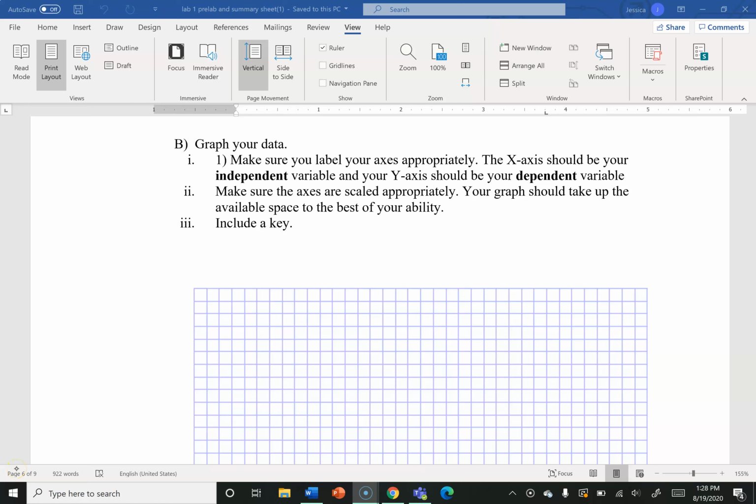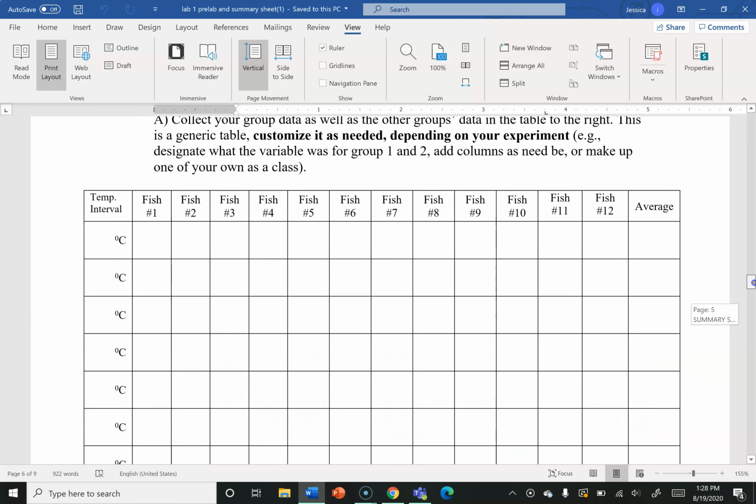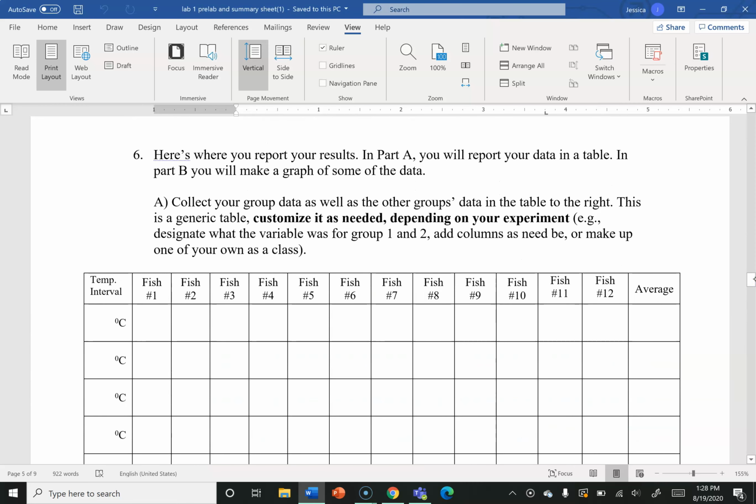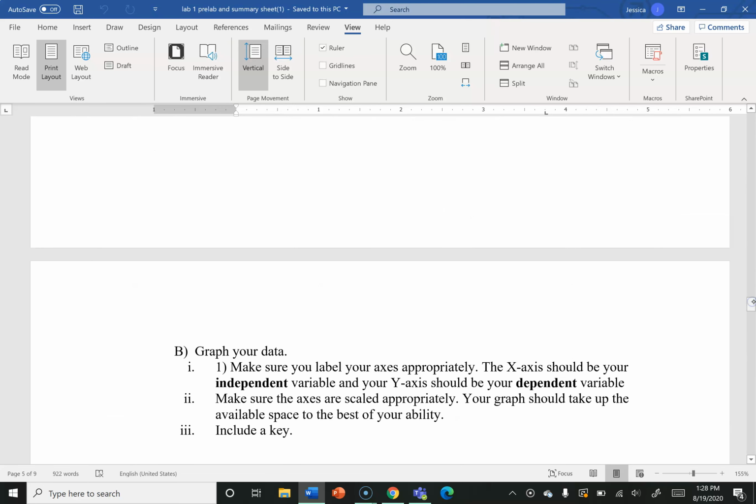I've had a few questions on lab 1 with the graphing. Now, the reason I think there's some confusion with the graphing is that you're given this sort of general table and given some very, very vague instructions on how to graph. They don't actually tell you what you should be graphing.